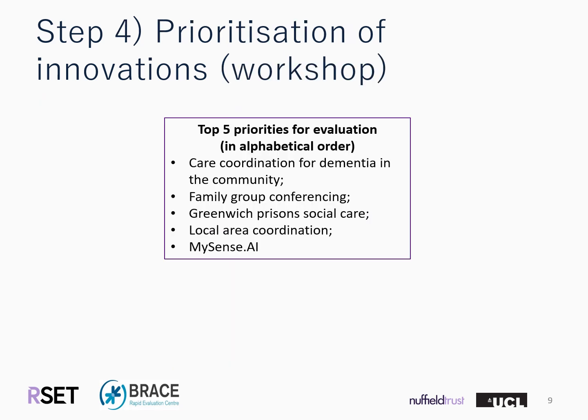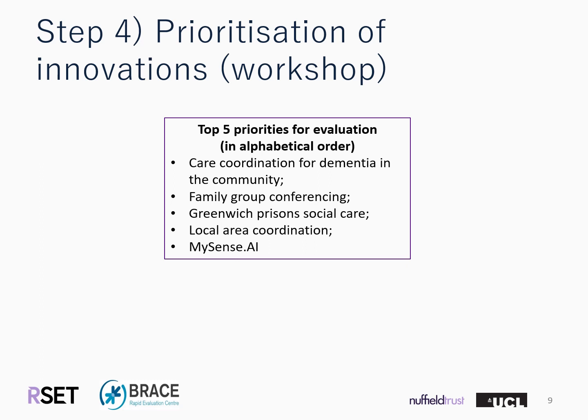So we then took these 20 innovations to a prioritisation workshop. 23 participants attended the workshop, and this included people who use adult social care services, practitioners, academics or researchers, commissioners, policymakers and carers. So we ended up with the top 5 priorities for evaluation, and these were care coordination for dementia in the community, family group conferencing, Greenwich Prison social care, local area coordination and MySense AI. Now, as you'll see, these innovations are in alphabetical order, and that's because we didn't manage to exactly rank all 5 in the time we had for the workshop.